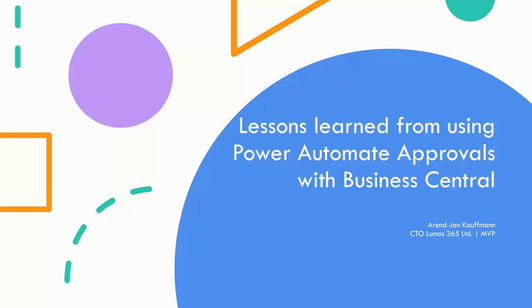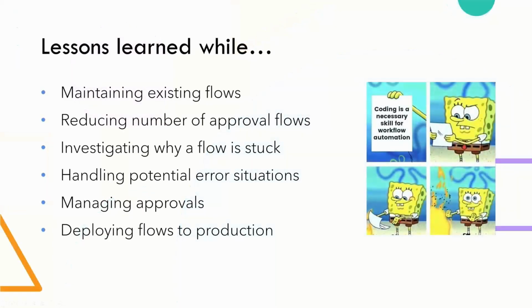I want to share a few lessons that I've learned, and maybe I learned something too as well, because that happens a lot when I present. I want to share a few lessons that I learned with Power Automate approvals linked to Business Central. Those lessons come from maintaining existing approval flows, or trying to reduce the number of approval flows that we have with our customers, finding out why a flow is stuck.